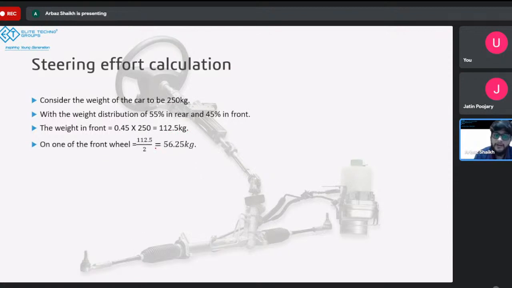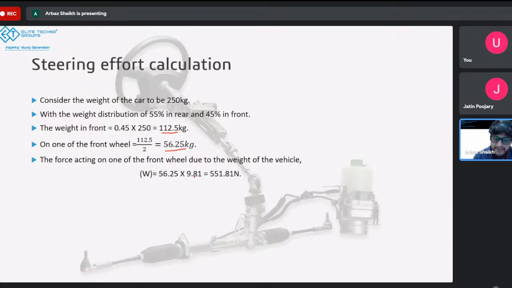Now, the weight on one of the front wheels, this was on both front wheels, right? One front wheel will be this divided by 2, and that comes out to be 56.25 kg, just one wheel. Now, the force acting on the vehicle due to its weight, due to gravity, will be the mass on each wheel. So this wheel has a mass of 56.25 kg, which is multiplied by gravity to get the vertical load acting on that particular wheel. And that comes out to be 551.81 Newton.